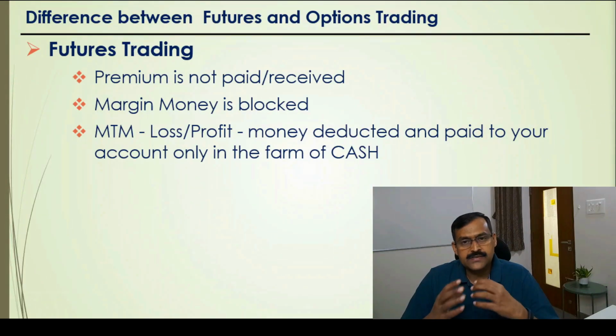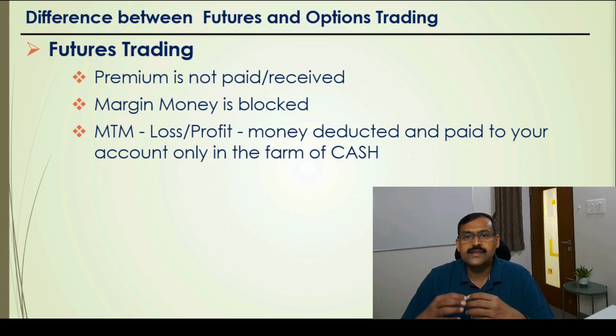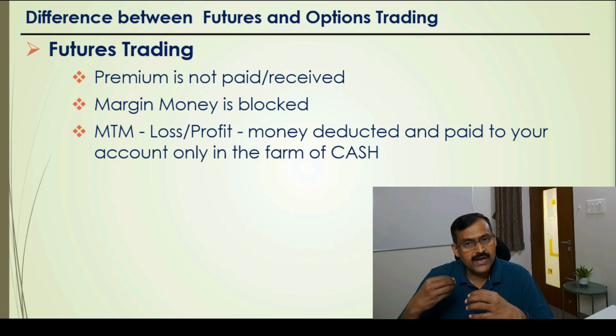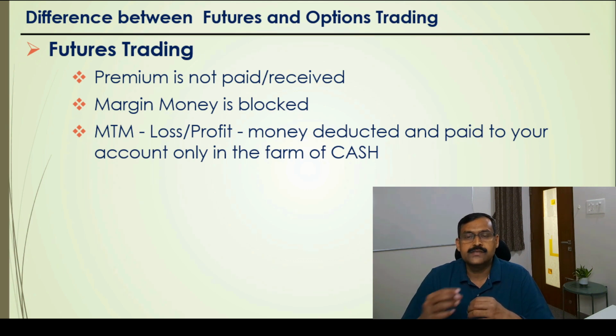When you get into the futures contract, of course the margin money will get blocked and there is no premium that is being received or paid, because there is no premium associated with the futures contract. With respect to MTM profit and loss, that is the current profit and loss, the money will be either credited or debited from your trading account only in the form of cash on daily basis. This is very important to note. If the future contract is not closed by the end of the day, the profit or the loss amount is credited or debited from your trading account only in the form of cash on daily basis.